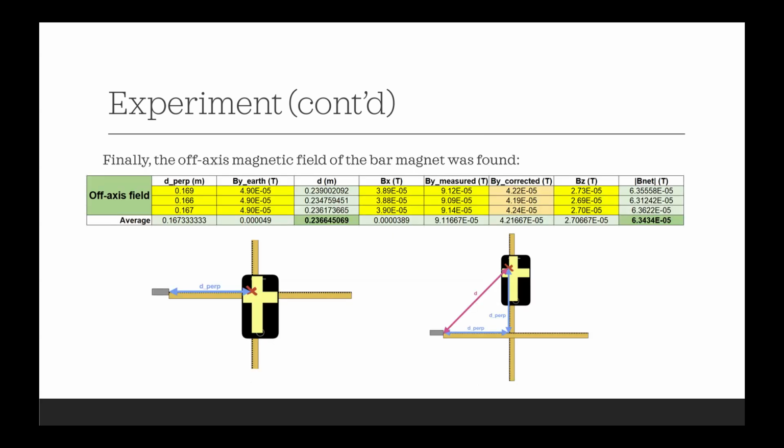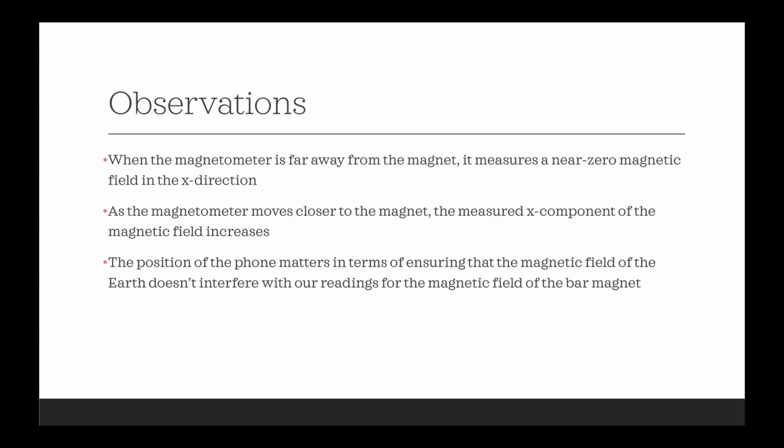In the second part of this experiment, we found the off-axis magnetic field of the bar magnet. We did so by finding the on-axis distance from the bar magnet to the phone so that the net magnetic field was 100 microteslas. Then we slid the phone in the vertical direction, the same distance, and recorded each component of the magnetic field at this location. The y component of the bar magnet was found by subtracting the Earth's contribution to the net magnetic field in this direction from the total B field.